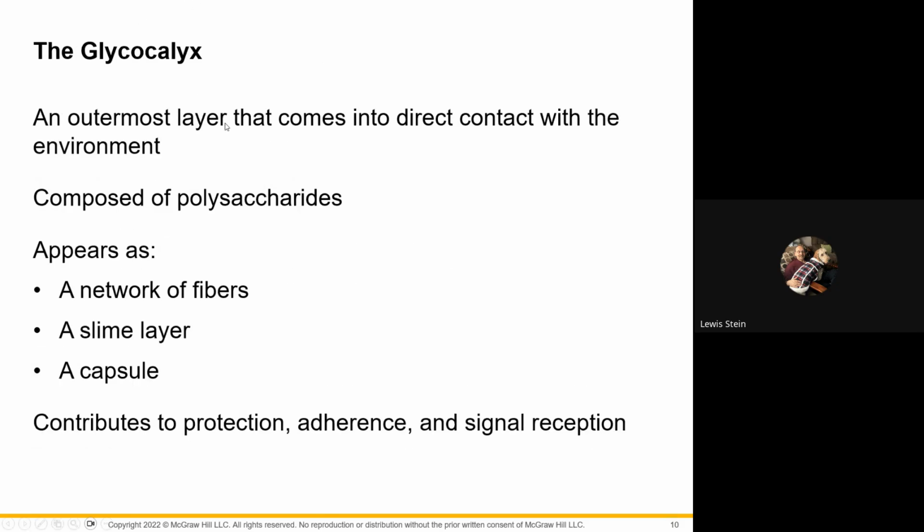So, do they have a glycocalyx? Our cells do. These are like our cells. Direct contact with the environment, polysaccharides, have different kinds of appearances. They can look like fibers. They can make the slime layer. They can have a capsule.